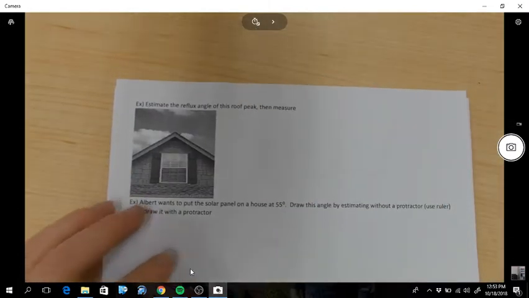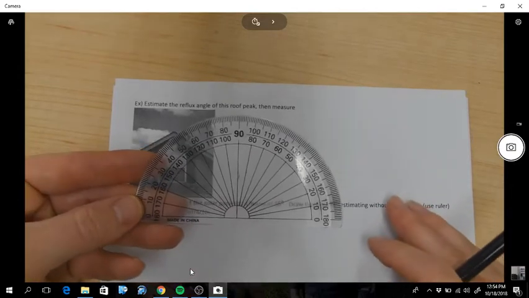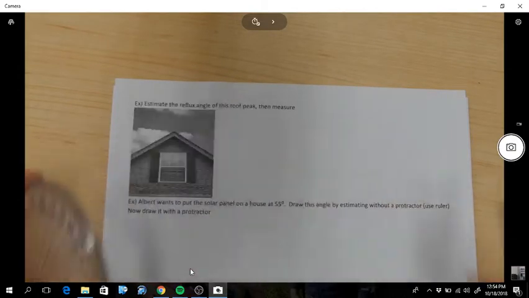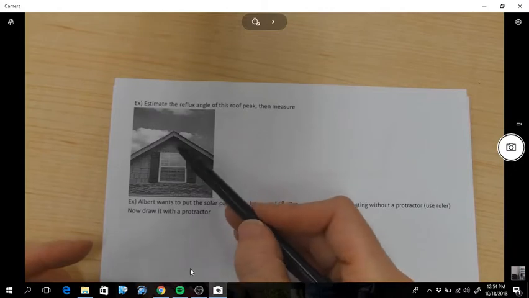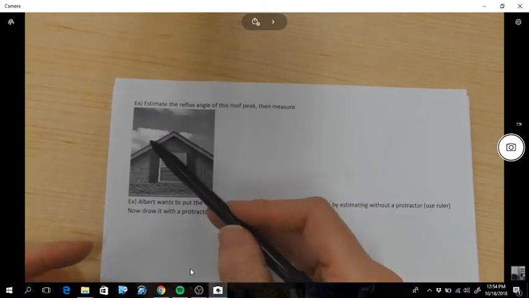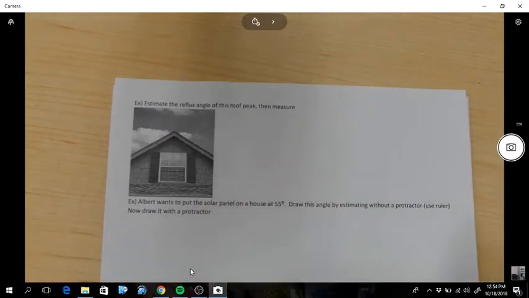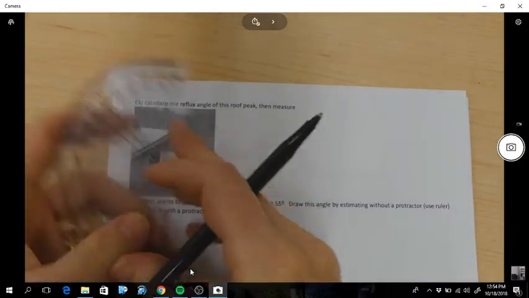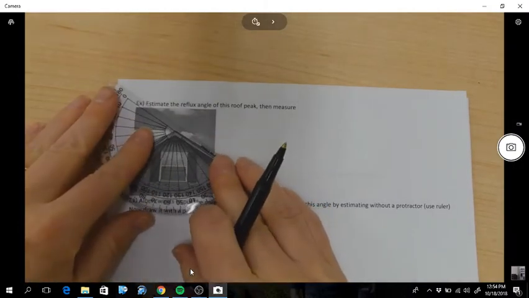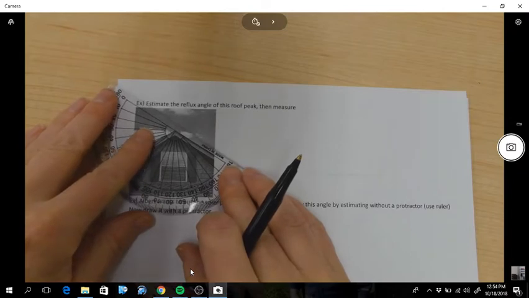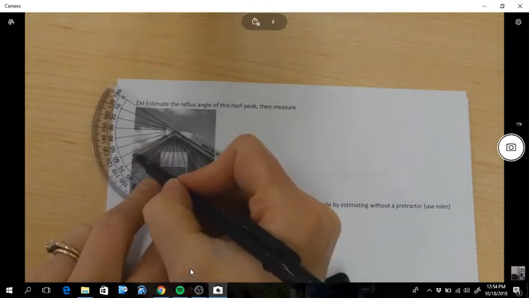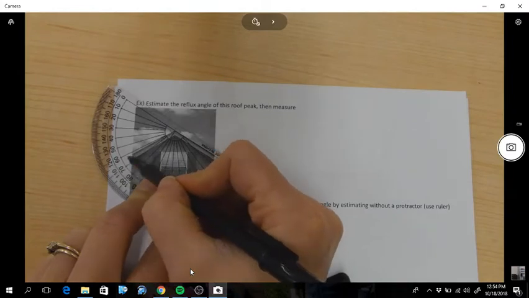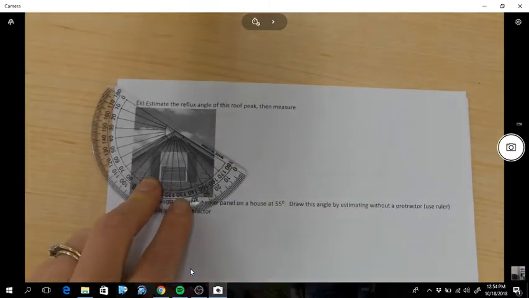Okay, so do you notice that your protractor doesn't go to 240? So what you're going to do is measure this inside piece, and then you have to take that off of 360. Okay, so that's going to give us our measure. Okay, so you can go flat on one of the sides, and then looking at this roof, it goes to 116 degrees.